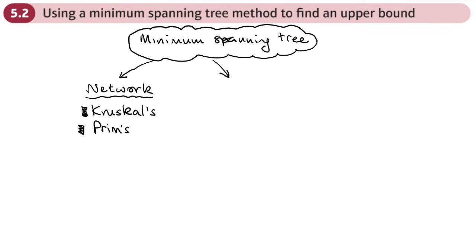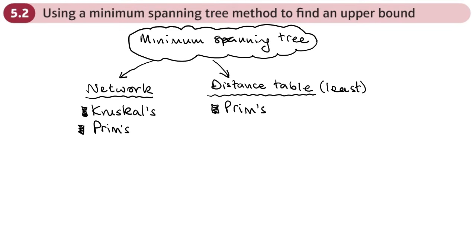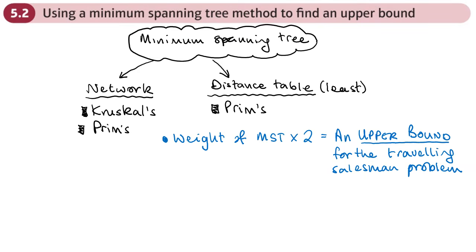If you are given a distance table or a least distance table, then the best way is to use Prim's algorithm, because we know how to use Prim's algorithm on a distance table, and we can apply that to a least distance table. Now, once we've found the minimum spanning tree, if we find the weight of the minimum spanning tree and times it by 2, this gives us an upper bound for the travelling salesman problem.